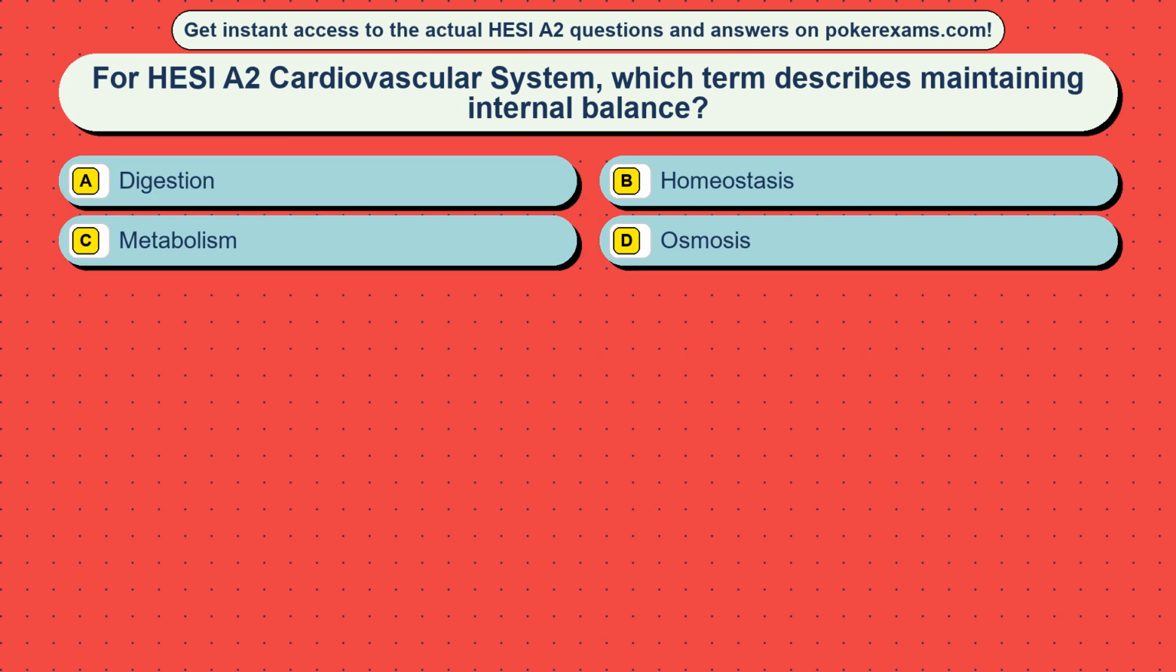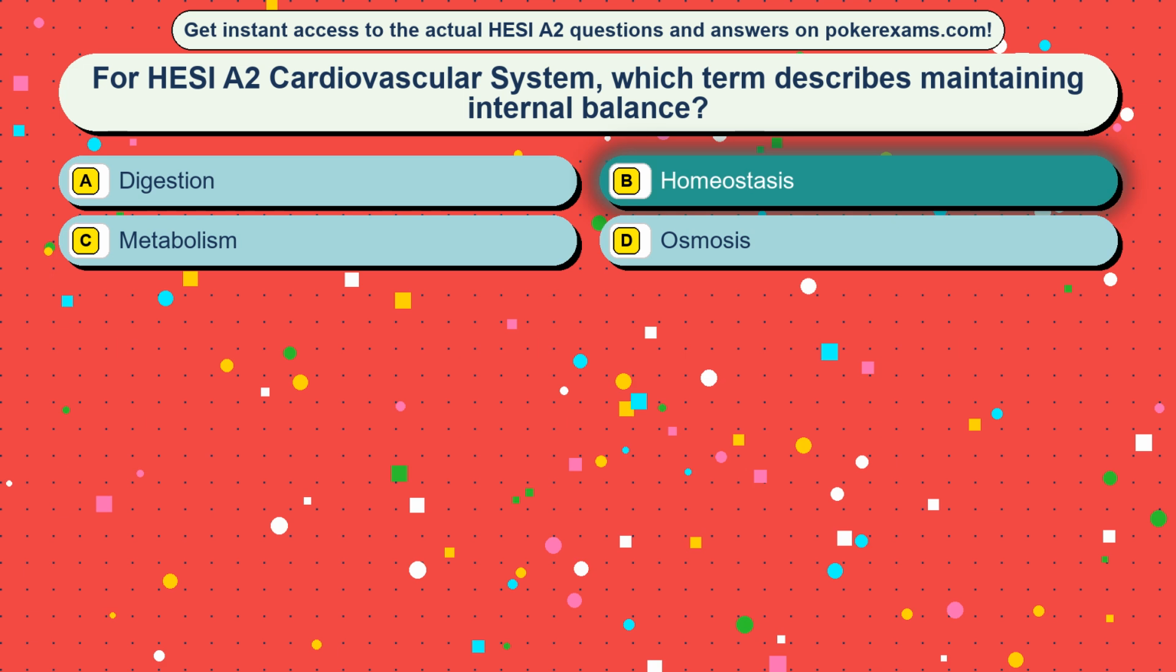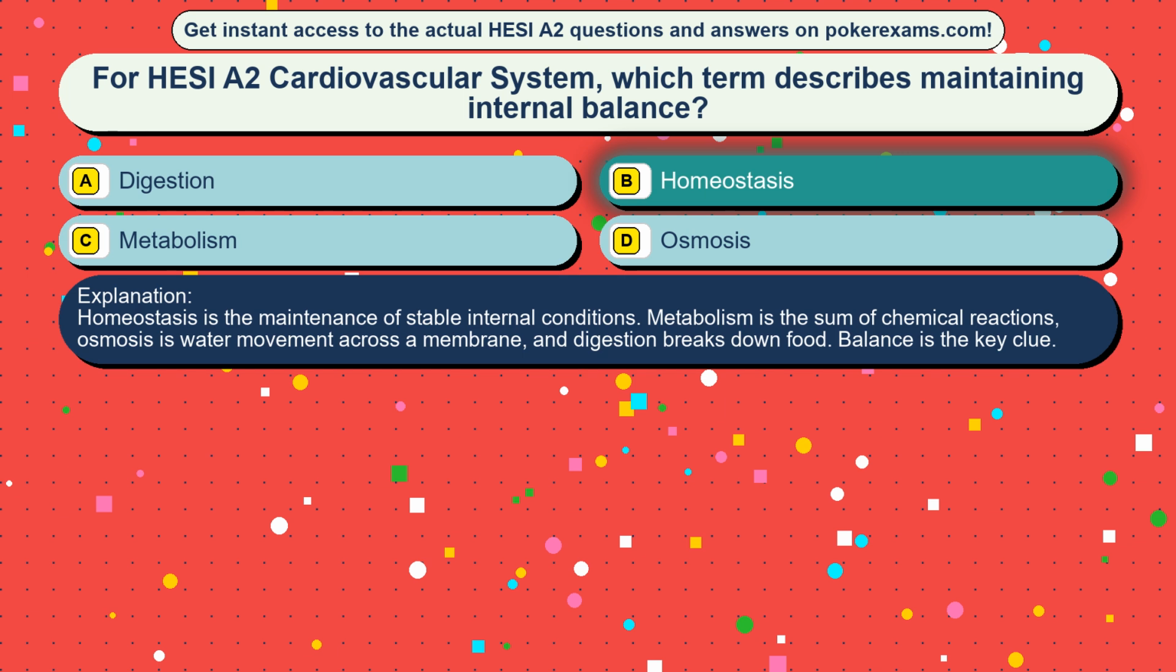Question 12. For HESI A2 cardiovascular system, which term describes maintaining internal balance? Option A, digestion; option B, homeostasis; option C, metabolism; option D, osmosis. The correct answer is option B, homeostasis. Homeostasis is the maintenance of stable internal conditions. Metabolism is the sum of chemical reactions, osmosis is water movement across a membrane, and digestion breaks down food. Balance is the key clue.